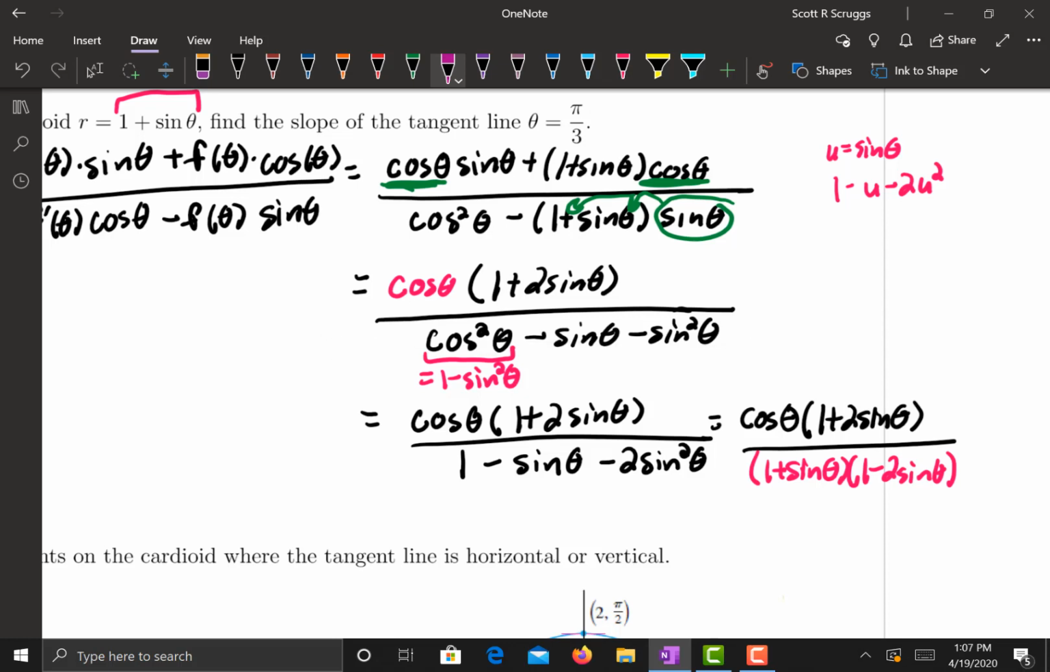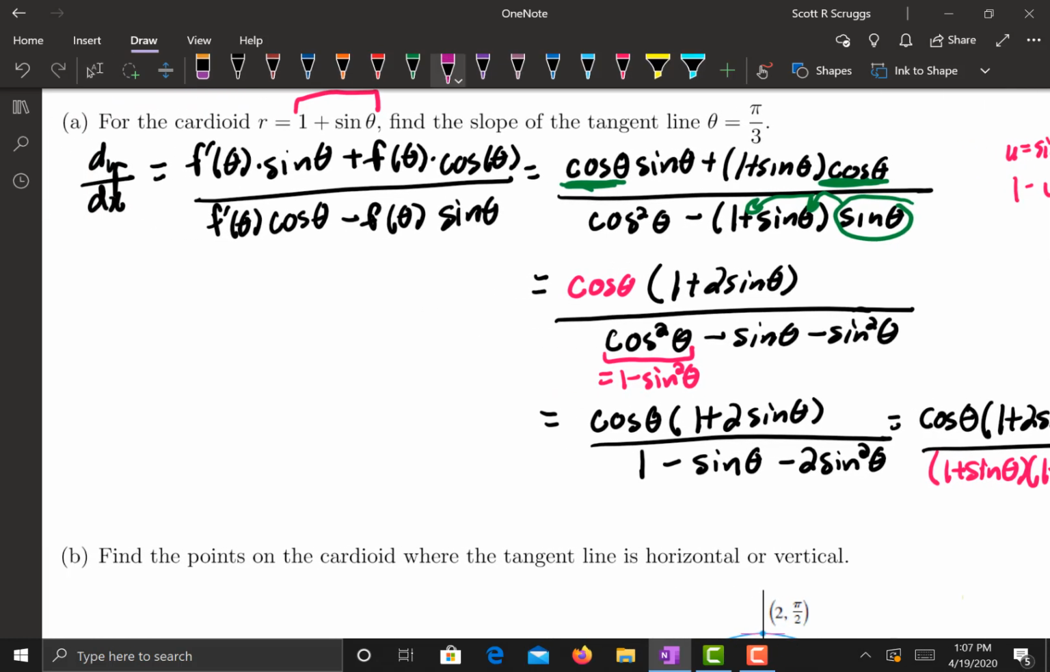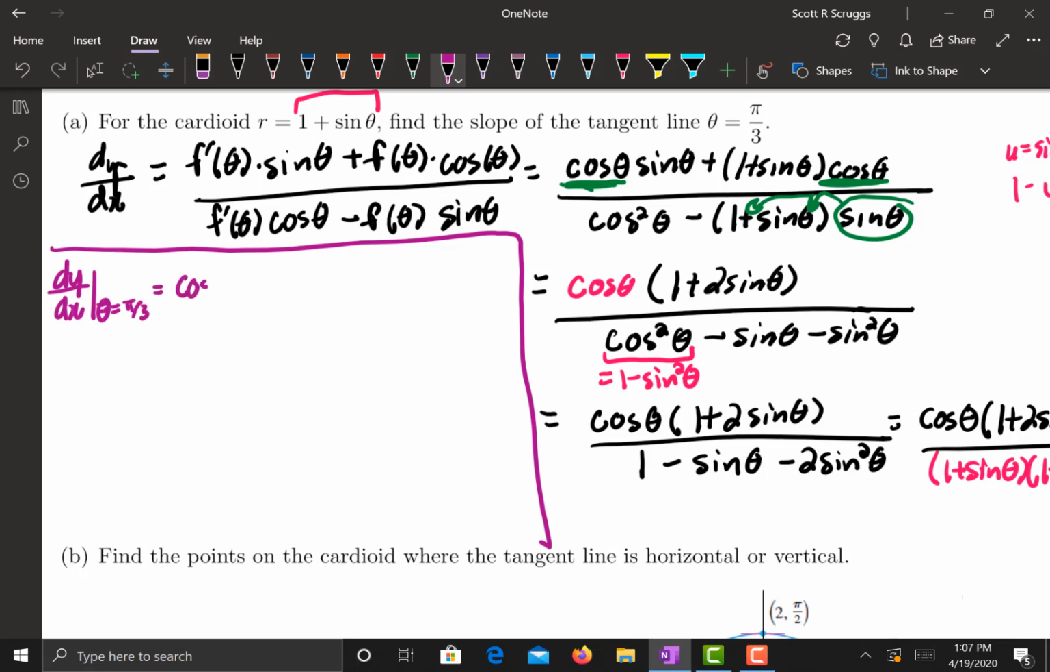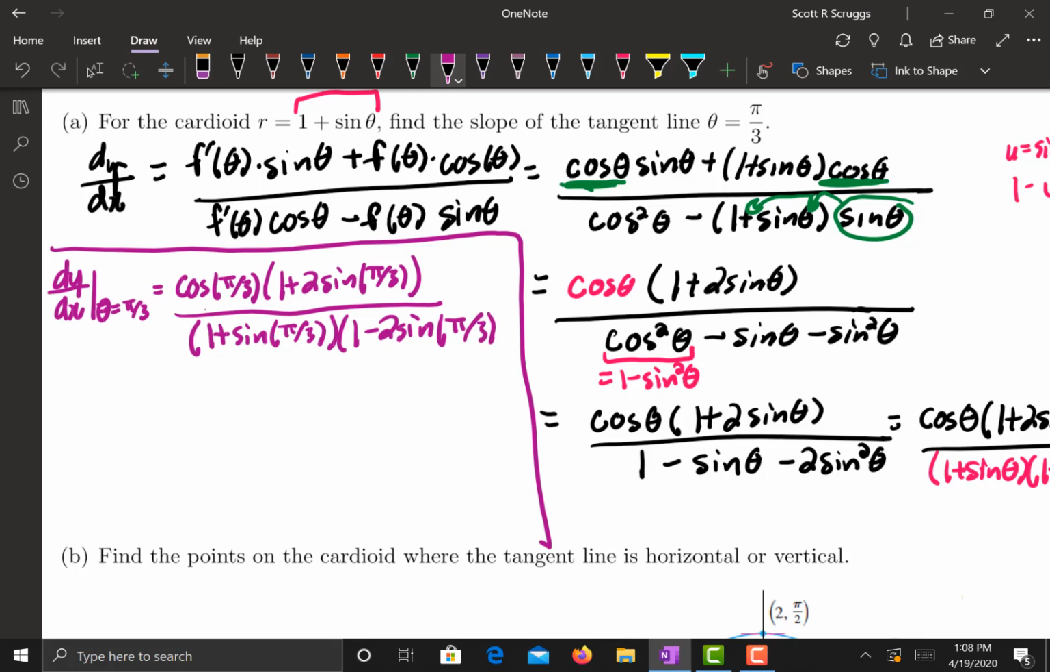Alright, and with that, let's finish up the problem by finding the slope of the tangent line at pi over 3. So now I want to do my first derivative, evaluated at pi over 3. And so I get cosine of pi over 3, 1 plus 2 sine of pi over 3 divided by 1 plus sine pi over 3 times 1 minus 2 sine of pi over 3.